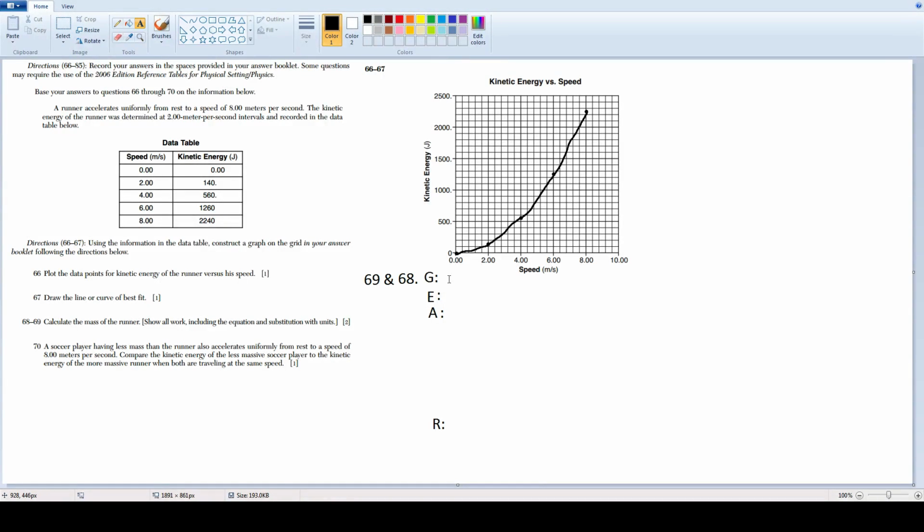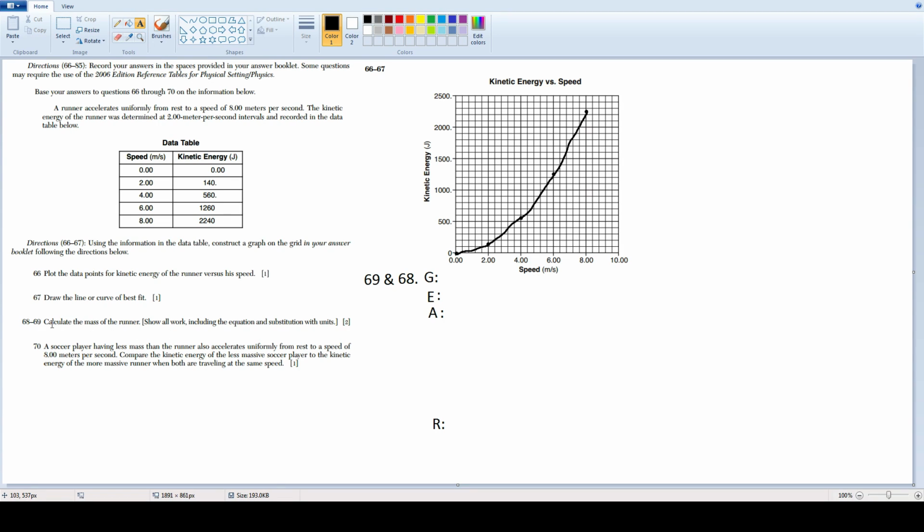So in the last video we did questions 66 through 67, which included plotting the data points for this data table over here on the left, and it also included, for 67, drawing a line of best fit, which showed the progress. Now in this video we will actually get into the math, and we will be doing 68 and 67, which is technically one question since it is asking for one thing.